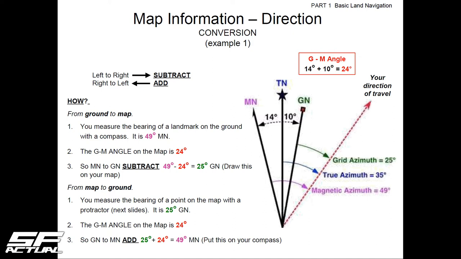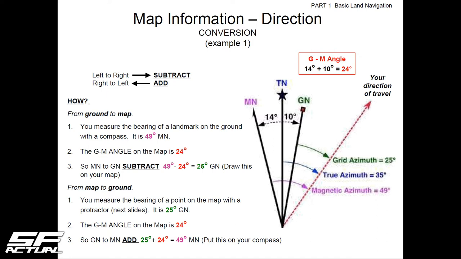So now when we go to our map and we have where we believe that we are, when we do a 25 degree grid measurement off of our grid north, we go over 25 degrees, that should be where that tree is on that map. That is how you do ground to map.